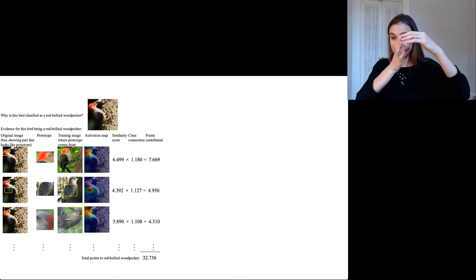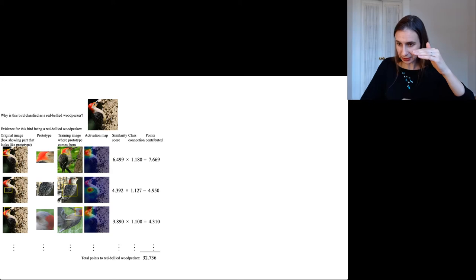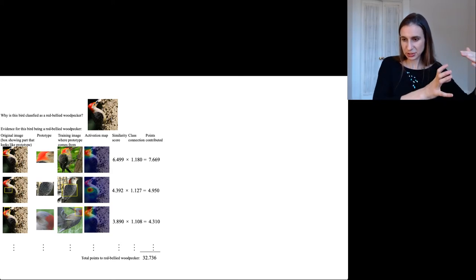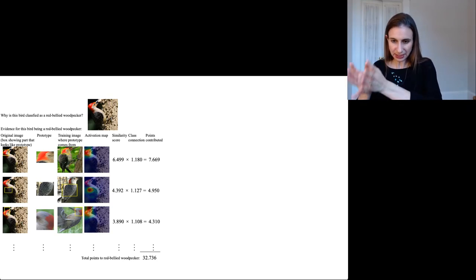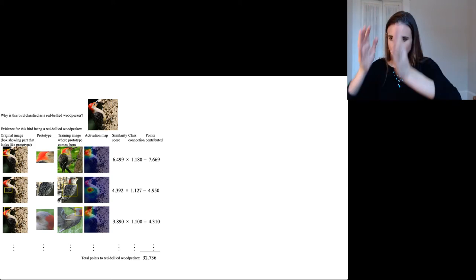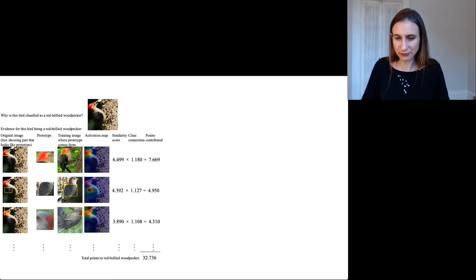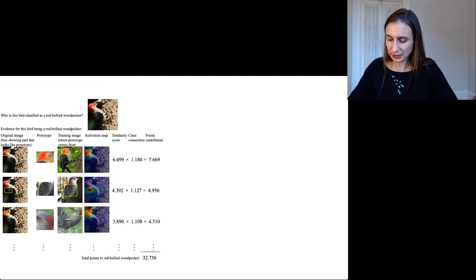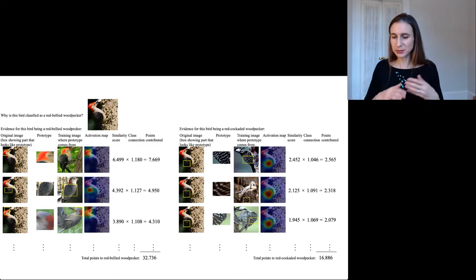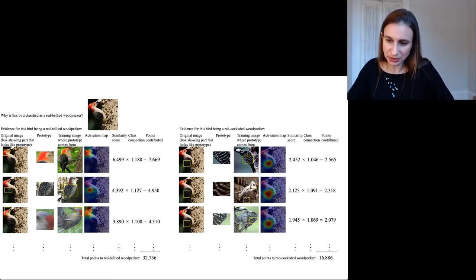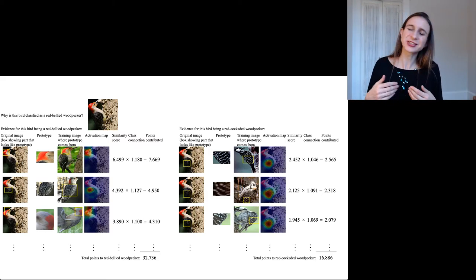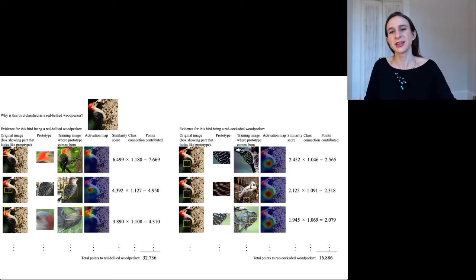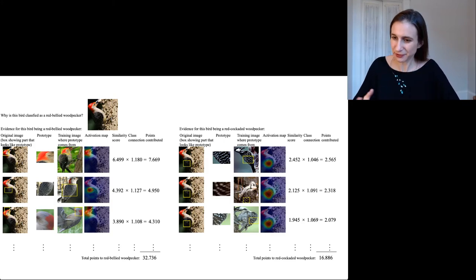And so there are 40 numbers computed. There are the similarity scores, so how similar the current image is to the prototypes, and then how important each prototype is. Those get multiplied together to form the point scores, and then the points get added up, and you get the total score for the red-bellied woodpecker class. Then it does it for all the classes. So here it's computing a score for the red-cockaded woodpecker, but the red-cockaded woodpecker doesn't seem to have a red head, and so it simply can't gather enough evidence to give it a lot of points for the red-bellied woodpecker class. And so it thinks, okay, this is why I'm voting red-cockaded woodpecker.